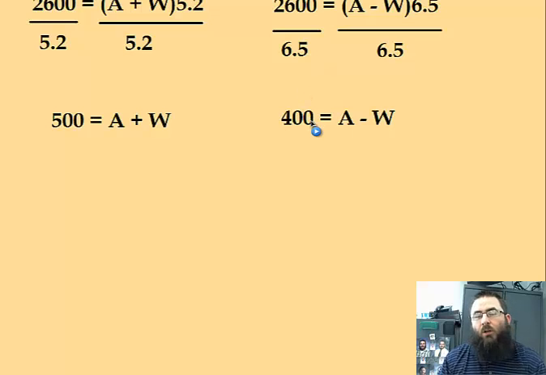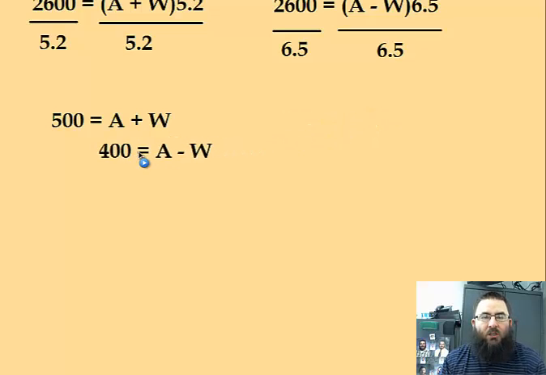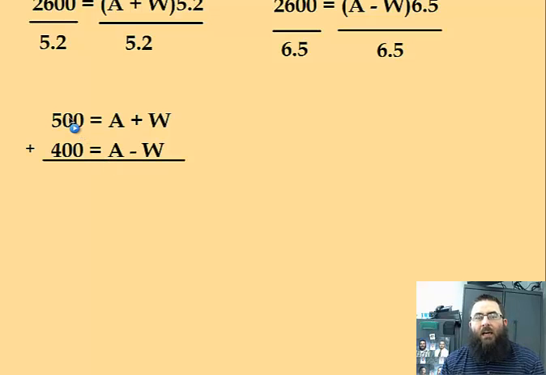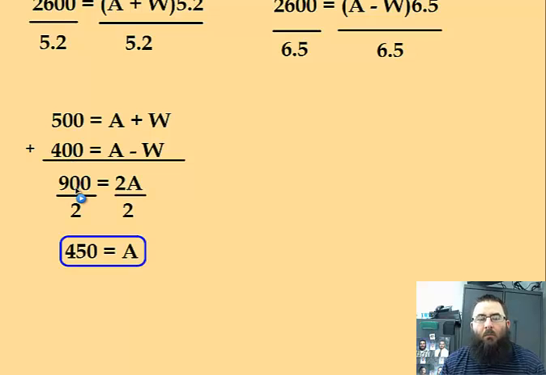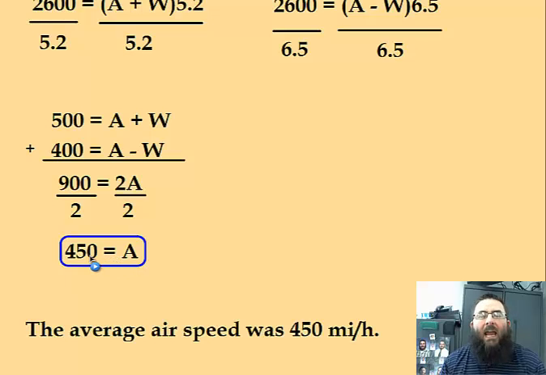Now, you could use substitution, you could use graphing, or what I'd like to use is a little elimination by adding those two equations together. Add those together, the W's are going to drop out, they're going to cancel, and you're going to be left with 900 equals 2A. And again, by now you should know how to solve that type of problem. So A equals 450. Well, what was A again? A is your airspeed, and that was 450 miles per hour.